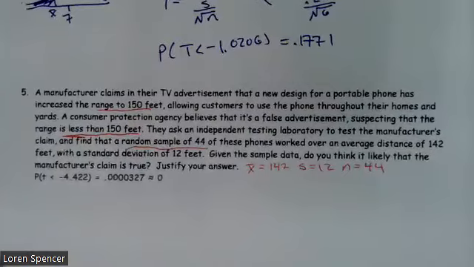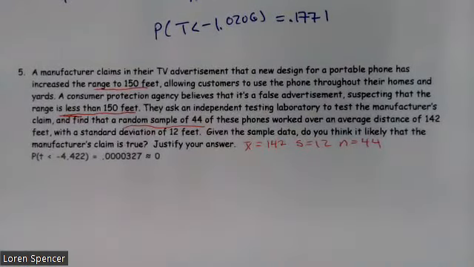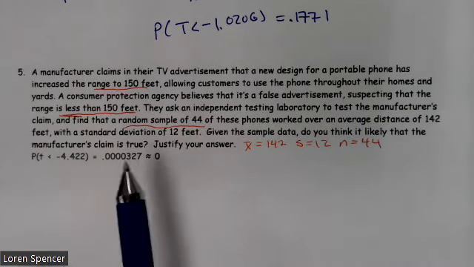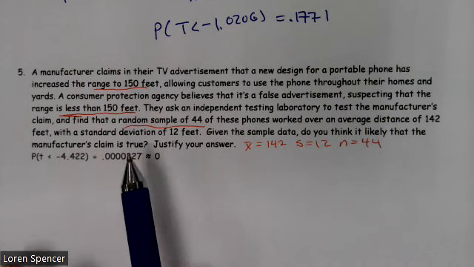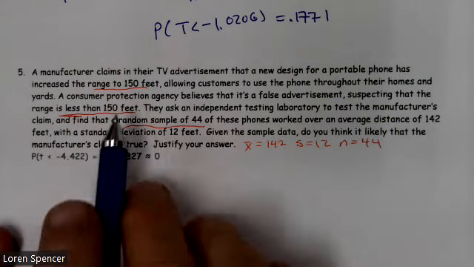All right, number 5. The manufacturer claims in their TV advertisement that the new design for a portable phone has an increased range of 150 feet. We don't even use those anymore. We use a cell phone, but this allows customers to use the phone throughout their homes and yards. So this is basically a cordless phone, which is before the cell phone. A consumer protection agency believes it's false advertisement and suspects the range is less than 150 feet. So they're claiming 150 feet.